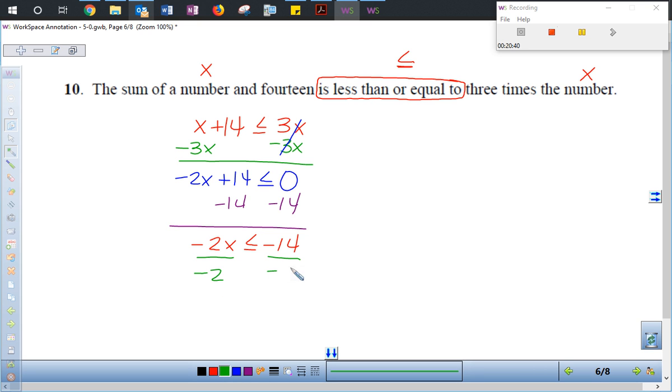Divide each side by a negative 2, and hold up, we divided by a negative, so now we have to switch which way the symbol is going. So x is now going to be greater than or equal to positive 7.